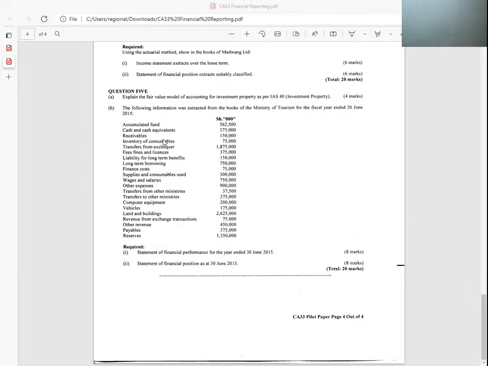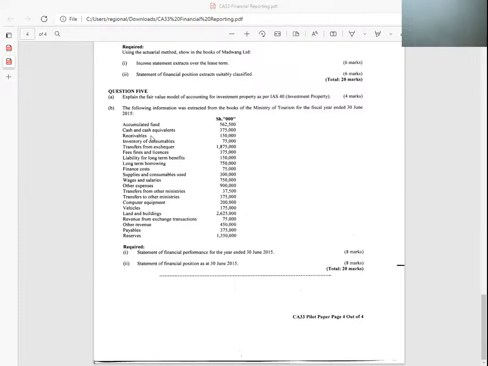Is it a balance sheet item? Yes, financial position. Thank you very much. So I hope you have written there position.